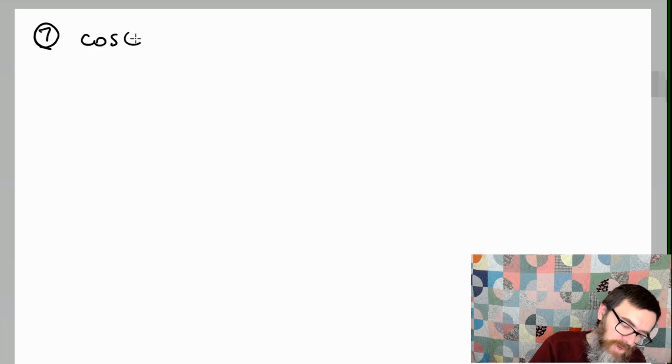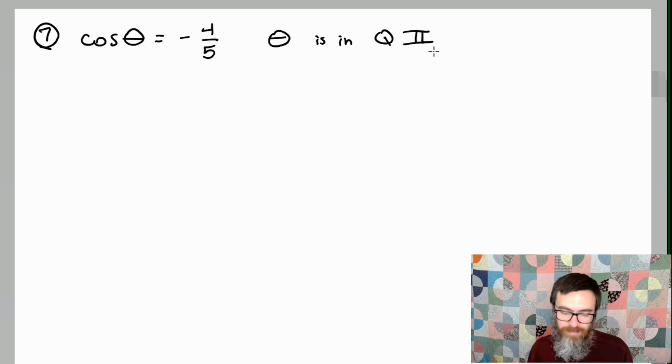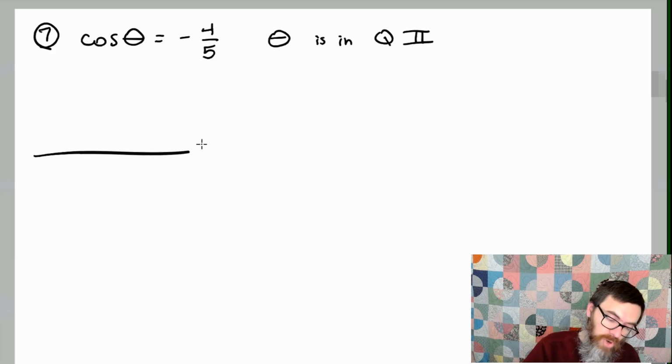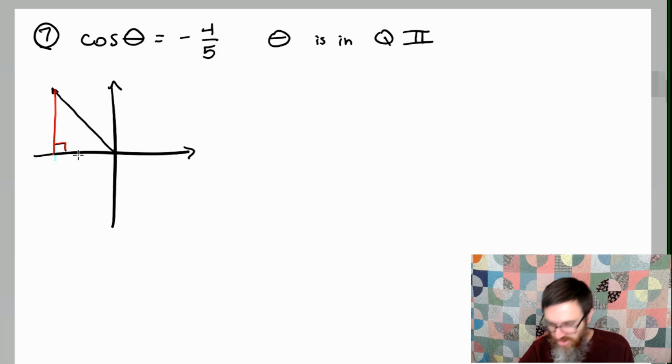So from what we have here in the notes, number 7, if I tell you that the cosine of theta is equal to negative 4 over 5, and I tell you that theta is in quadrant 2. Okay, so first of all, I'm in quadrant 2. Draw your picture. If I'm in quadrant 2, that means I'm going to have a ray coming out here into quadrant 2, and I'm going to be dropping the perpendicular down to the x-axis. You just have to start with that.